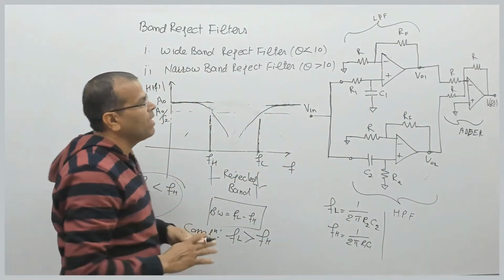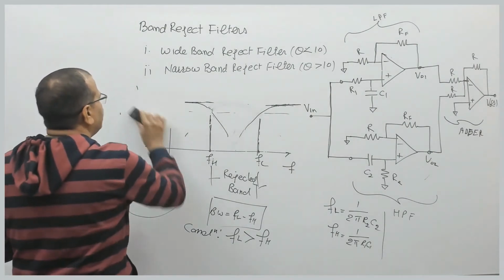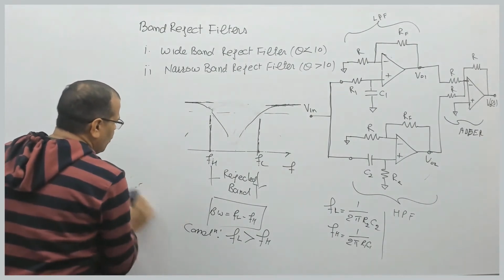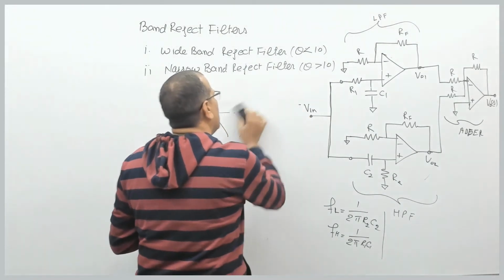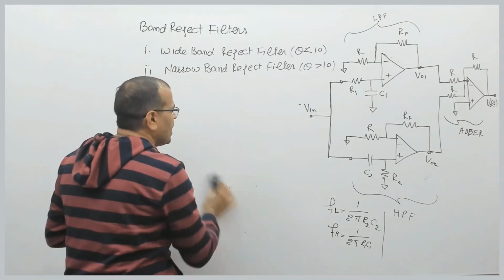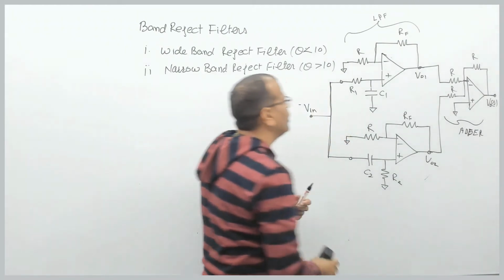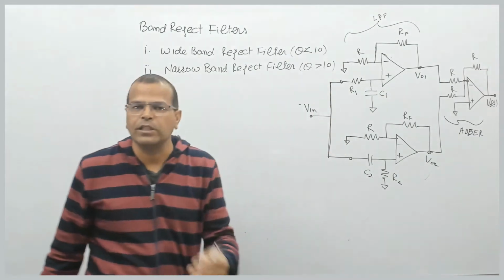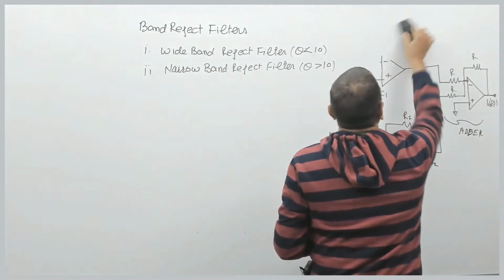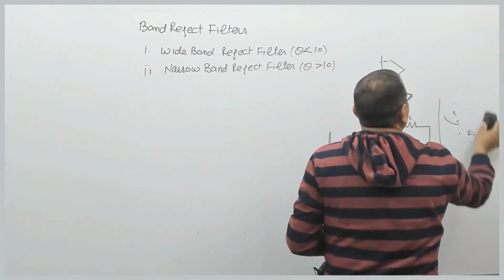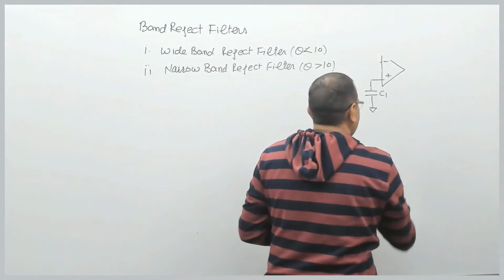So this is your wide band reject filter, which can be implemented by using a low pass filter and high pass filter, both connected at the input of a summing amplifier which has unity gain with respect to each input, and the input to both stages is the same. I hope the concept is clear. For this type of filter, Q factor is normally kept less than 10.